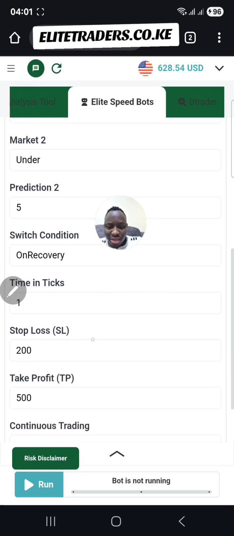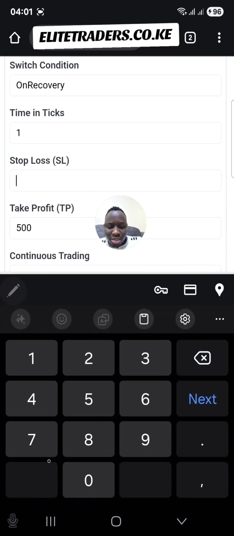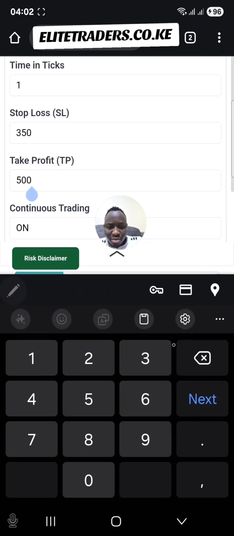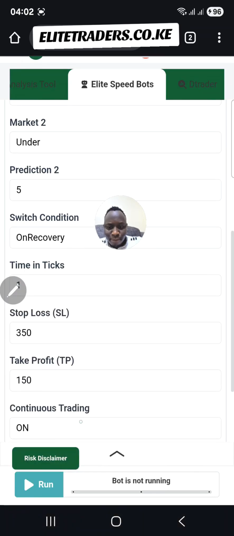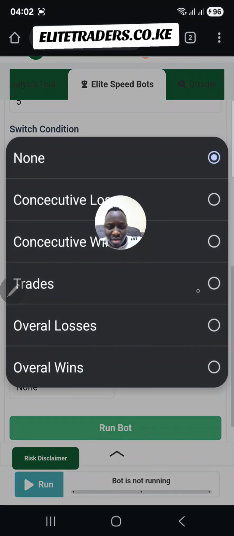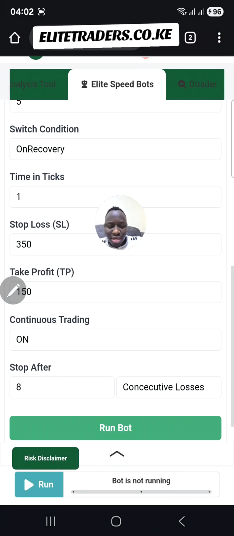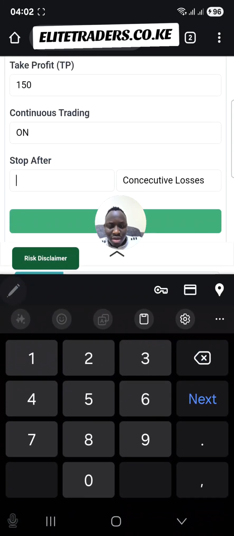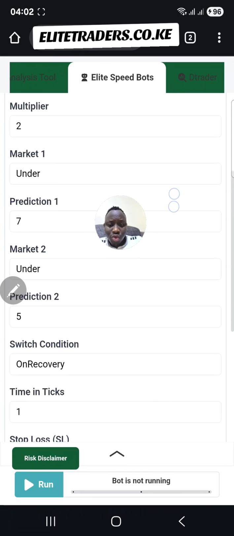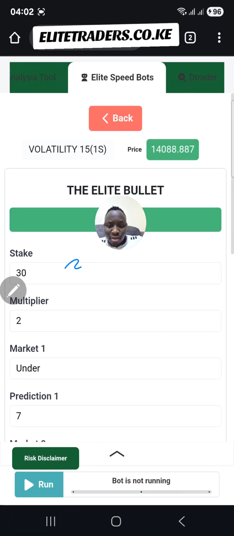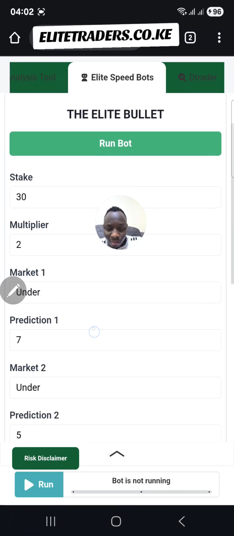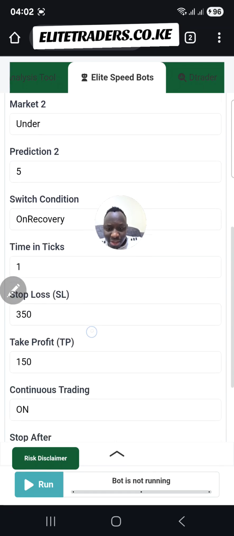I'll explain that. Stop loss, let's set up the stop loss at 350. I'll show you. Then target profit, you're going to do like 150. Then this one we're going to set up consecutive loss too. Let's first of all set up 4, then I'll show you how we do the calculation. Okay, so let me see everything.